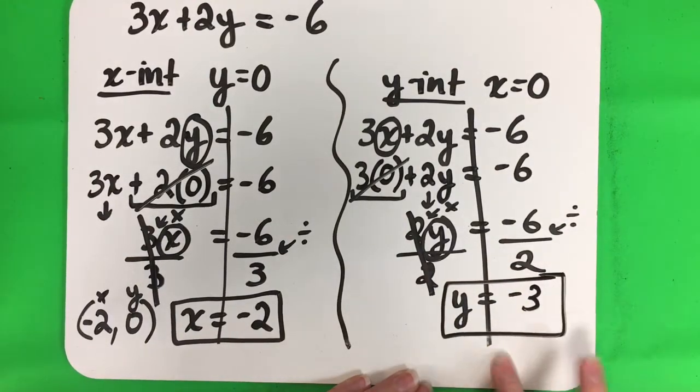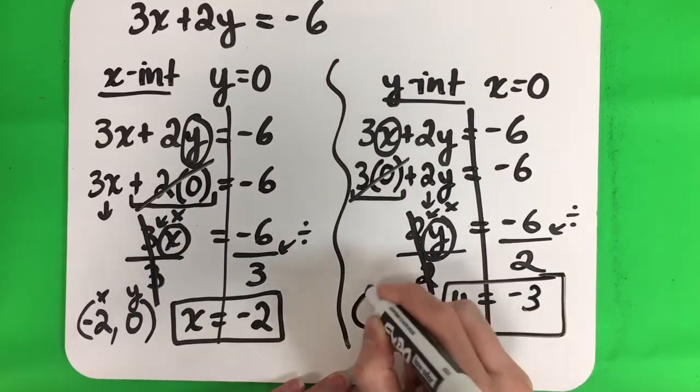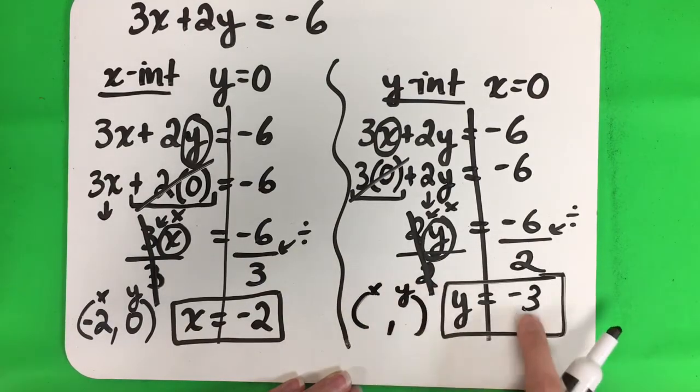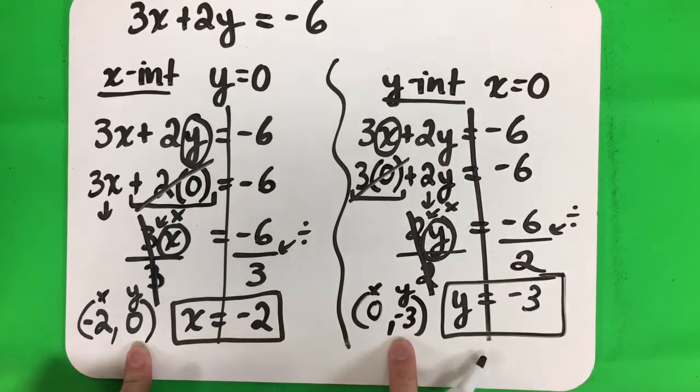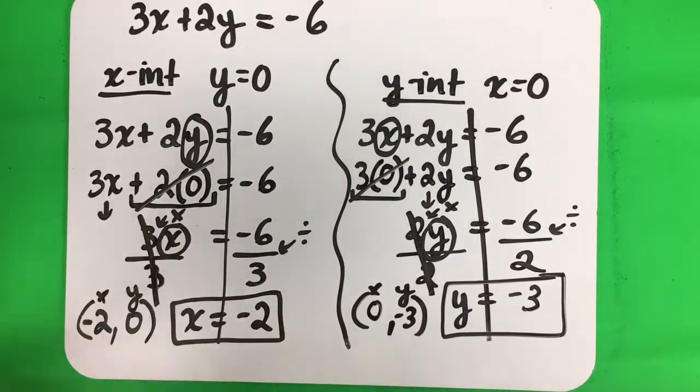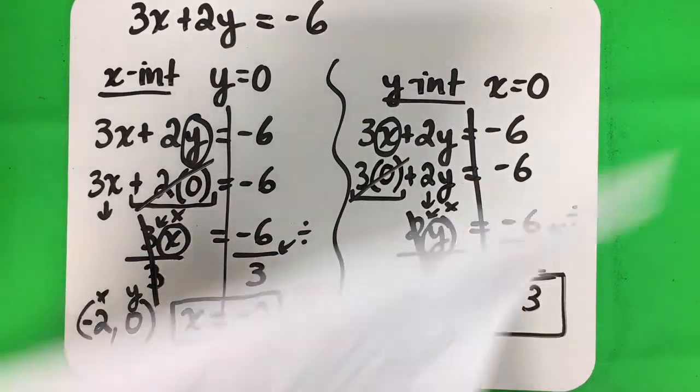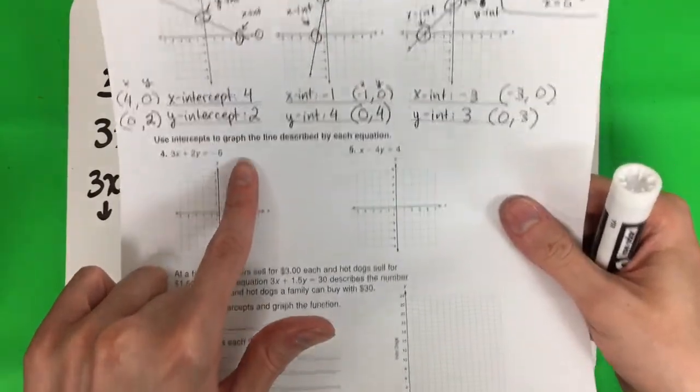Okay, and let's do the ordered pair. Parenthesis, this is x, this is y. Y is negative 3, and x is 0. There we go. Now we're going to do our graph. We're going to graph it here, right here.